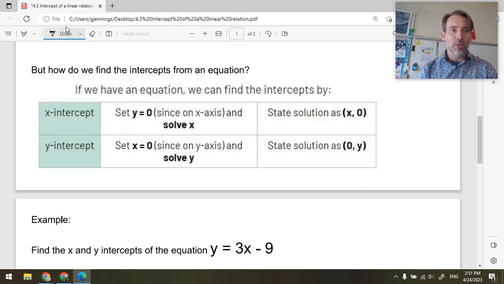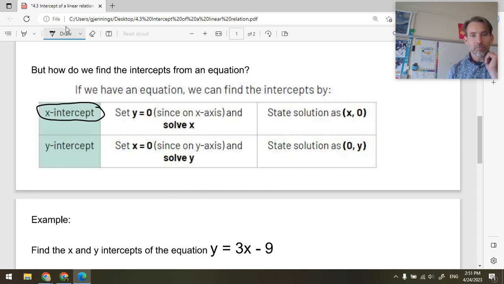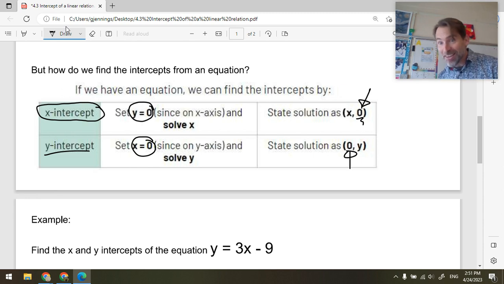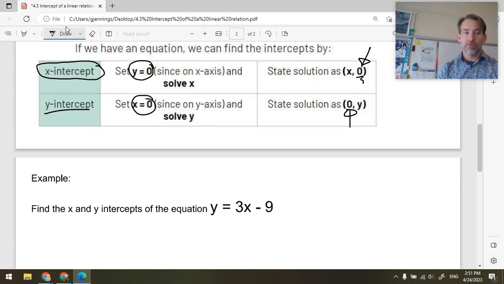And now, what if we want to find the intercepts from an equation? Well, if you're looking for an x-intercept, then you know that y is always 0 for every x-intercept. So you just let y be 0 and find the x-intercept. If you're looking for a y-intercept, you set x equal to 0 because x is always 0 at a y-intercept. So you just input that value into your linear function and then you'll find it.